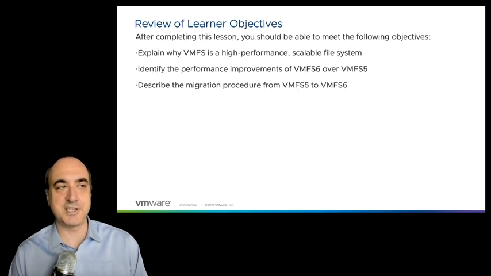So that ends our first lesson. We did explain why VMFS 5 is a high-performance scalable file system. We identified the performance improvements of VMFS 6 over VMFS 5, and we described the migration procedure from VMFS 5 to VMFS 6. And that concludes our first lesson. Stay tuned. We'll come back and take a look at the next lesson.